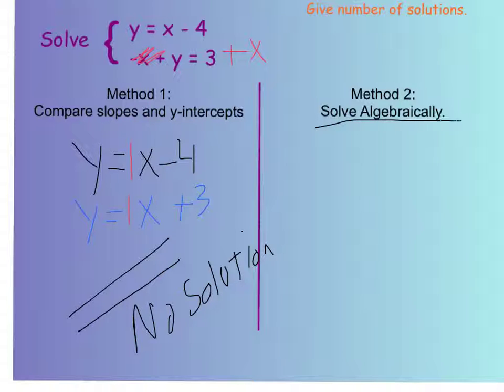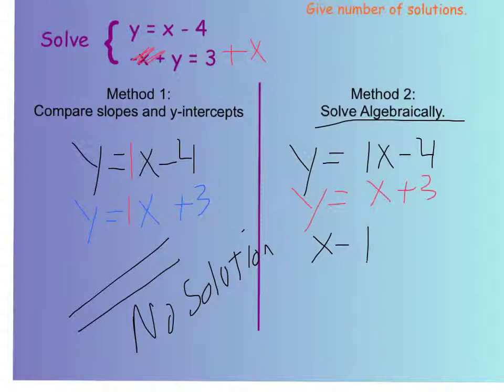I want to show you how we could also solve this algebraically. So our first equation was y equals 1x minus 4. Our second equation was, after we solved it, y equals x plus 3. So if we were to solve this by substitution, we would take the first equation, x minus 4, and set it equal to the second equation, x plus 3. Now let's solve this. I want to show you what happens.